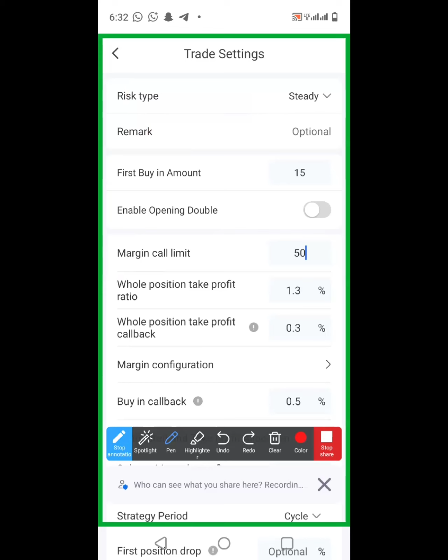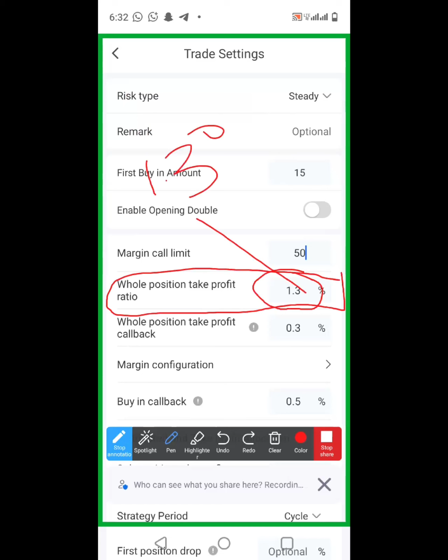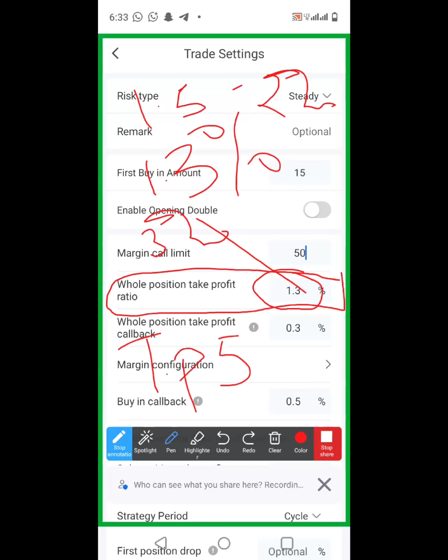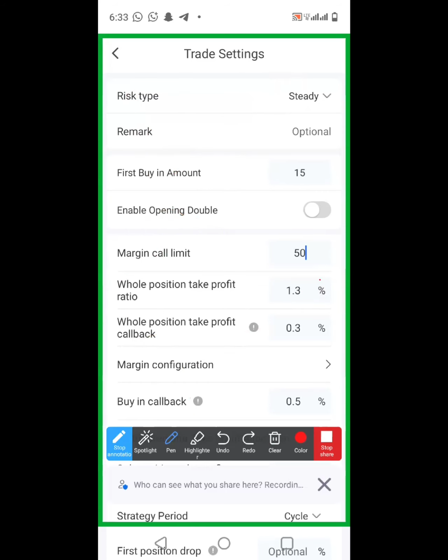Then we also have what is called the position amount. So these are the strategy moves the robot has. You set the percentage you want the robot to take. Me now, I set 1.3. You can set 1.5, 2%, 3%, or you can even follow the signal that was given to you. Maybe in the signal they put TP to be 5%. So this is where you will see it. That is what is called the O position take profit ratio.